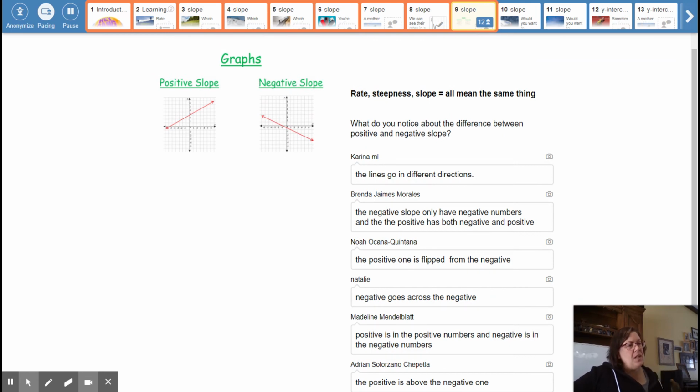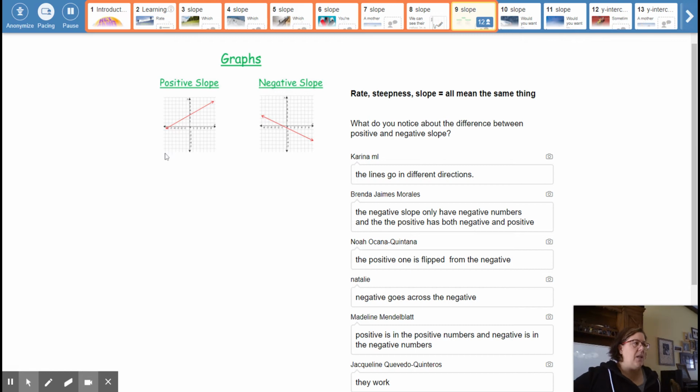Yeah, you know what, Brenda, one thing I do want to point out to you, if you look at that positive graph, you see how there's arrows on the ends of those lines? That actually means those lines can keep going. And while the positive slope graph looks like it's only in the positive portion, if we expanded this graph out, the positive one would continue going down to the left into that negative part. So the picture is a little misleading.